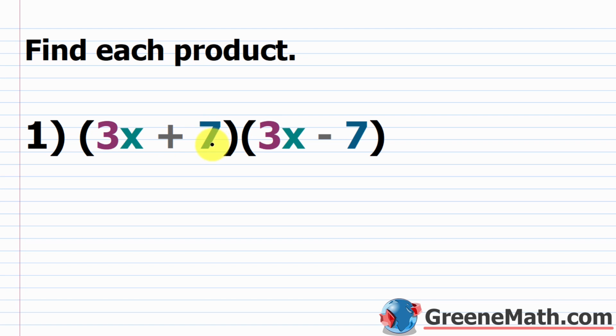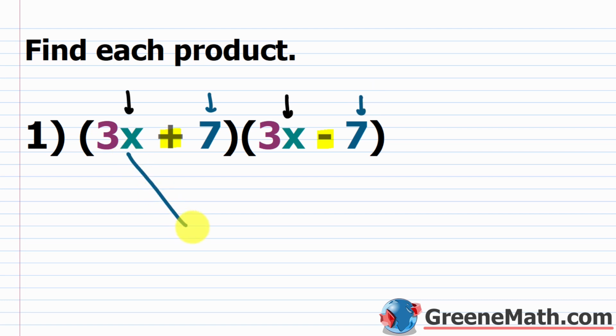Remember, these two binomials are called conjugates. The difference between them is just the sign, right? So this is a plus here and this is a minus here. If you look at the first position of each, it's a 3x and a 3x. If you look at the last position of each, it's a 7 and a 7. So the idea here is if you used FOIL, your result from doing the outer terms and your result from doing the inner terms, those are going to cancel, right?